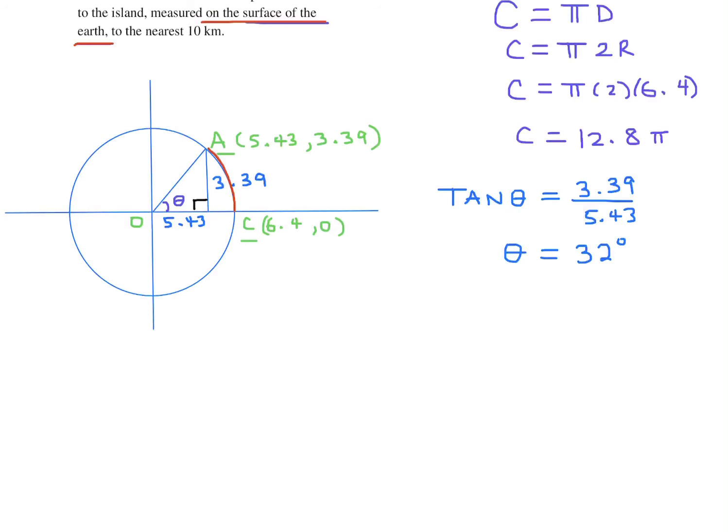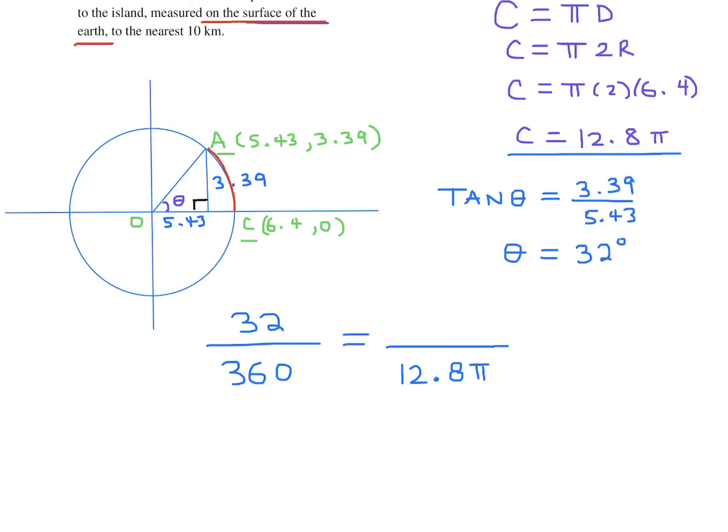And how do you do that? Well, that's where the angle will help us. 32 degrees is our angle, and the total angle all the way around is, of course, 360. So this will give us the proportion of the circumference. And the total circumference is right here, 12.8 pi. So 12.8 pi is the total, and our segment, we'll call it arc AC, like that. So let's solve for arc AC.